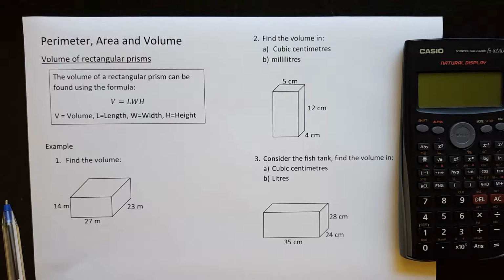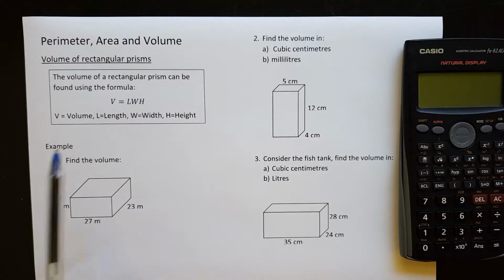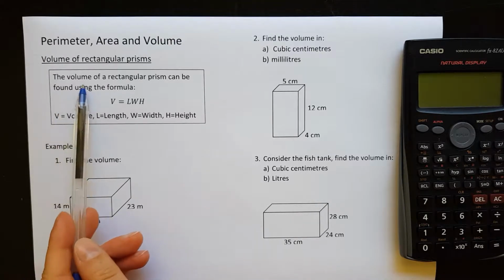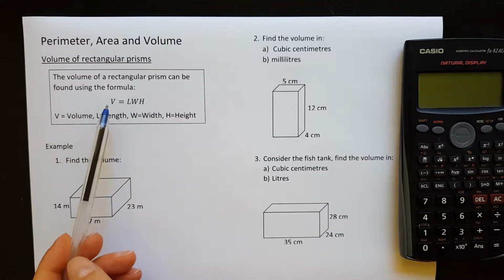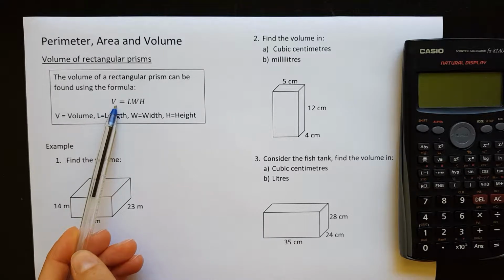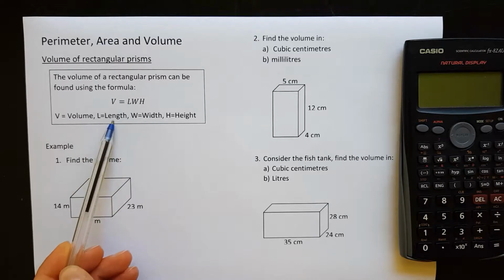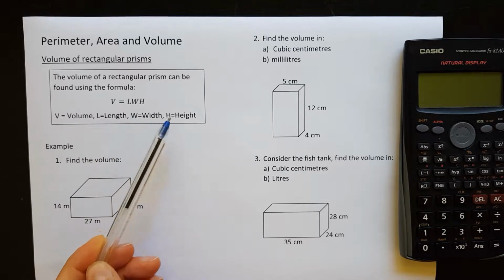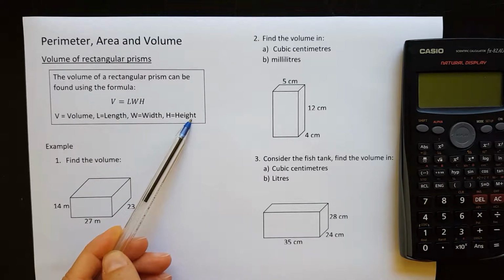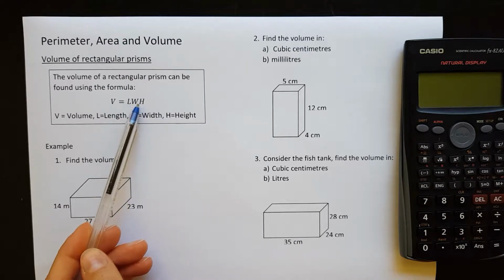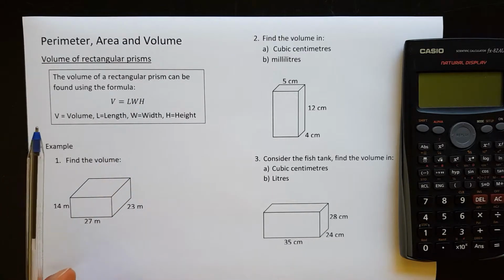Today we're doing perimeter, area and volume, and we're going to look at the volume of rectangular prisms. The volume of a rectangular prism can be found using the formula V for volume equals LWH, where L is for length, W for width, H is for height. Having them all next to each other means we're going to multiply them all together.